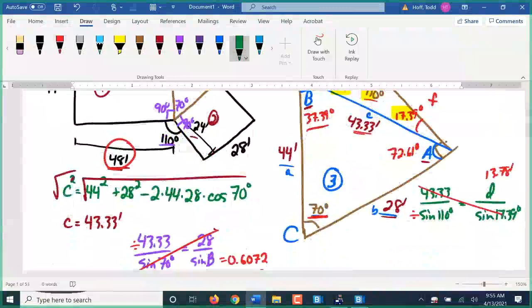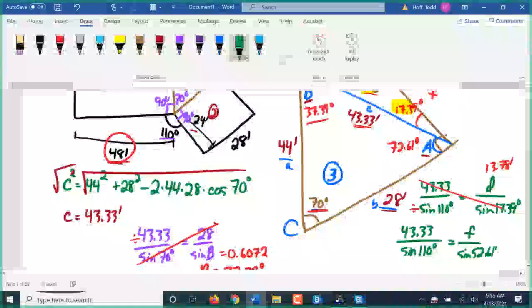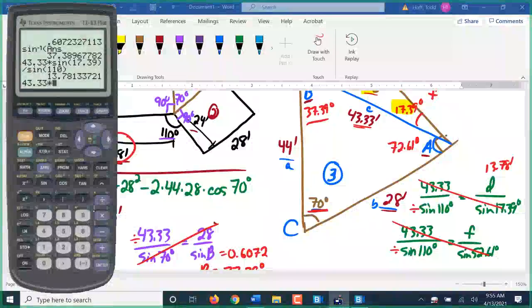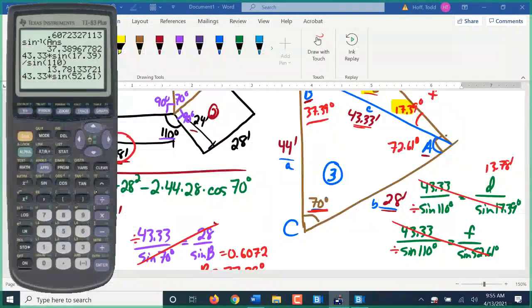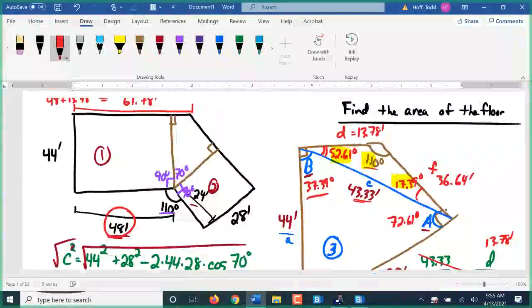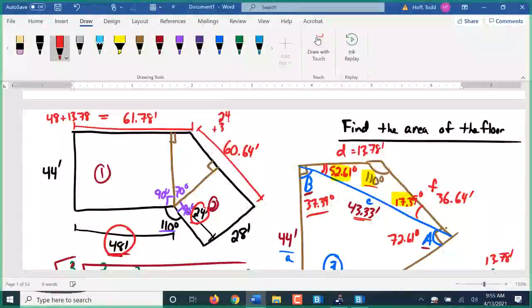And do the same type of calculation for F. 43.33 over the sine of 110 equals F over the sine of, what was that, 52.61. I will cross multiply and divide there to get F. 43.33 times sine of 52.61. Make sure we close that sine. Divided by the sine of 110 gives us 36.64. This is 36.64 feet, which makes this here 60.64 feet. That is just the 24 from down here plus 36.64.